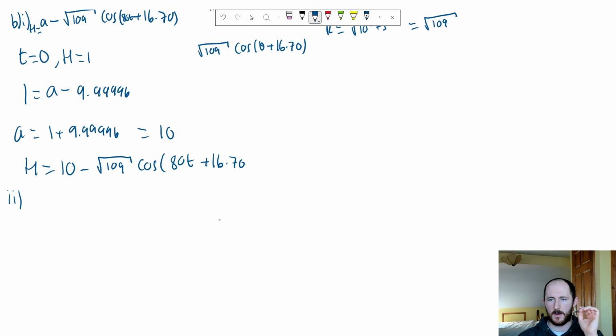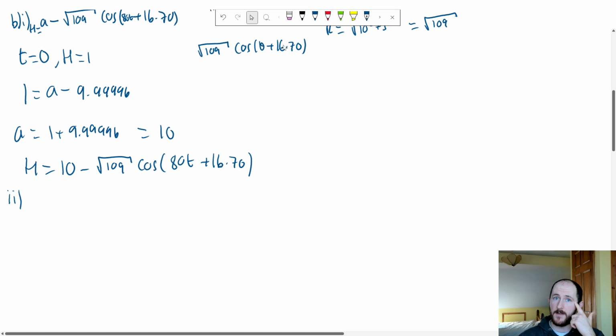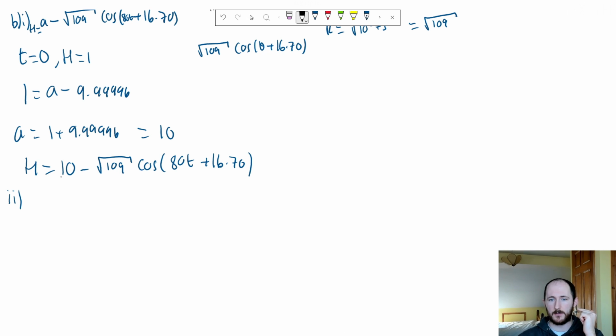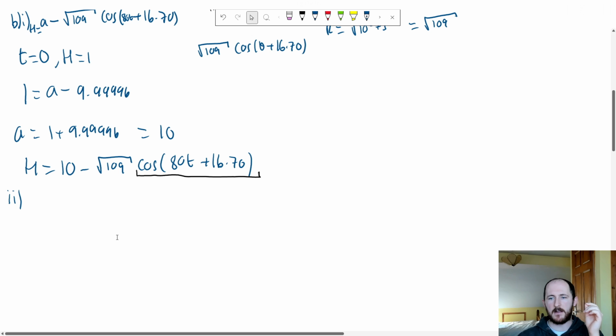is have a look at this equation and think about what varies. So what part of this actual equation is varying? The 10 always stays the same. The root 109 stays the same. It's the cos function that's varying. And if I look at the whole of a cos function, what does it vary between? It varies between -1 and 1. So the biggest this cos function can be is 1.